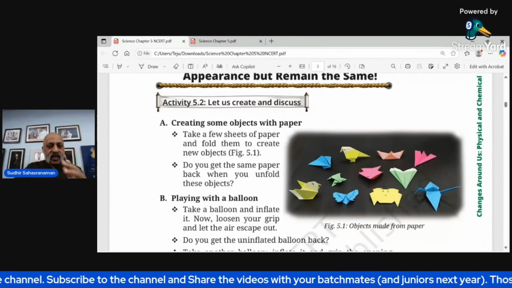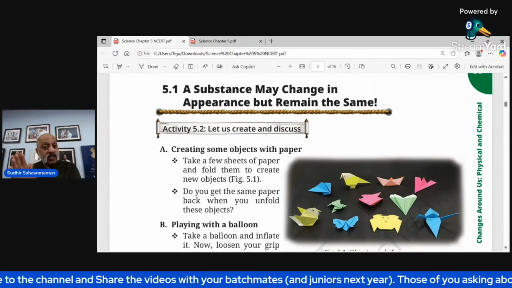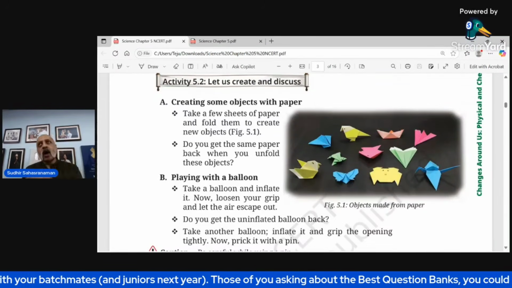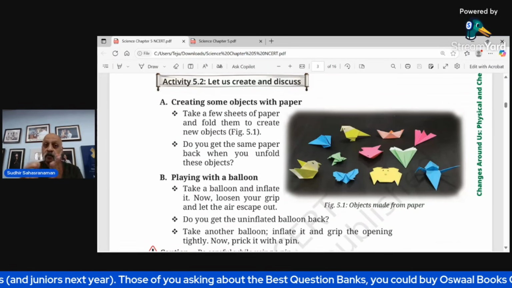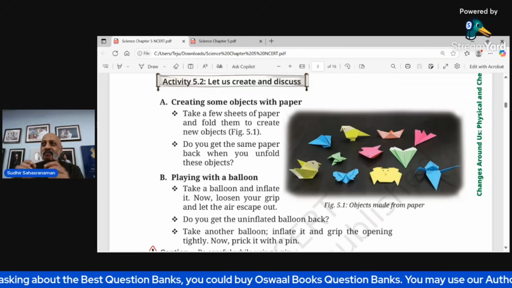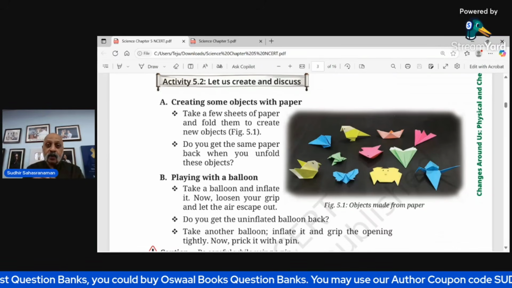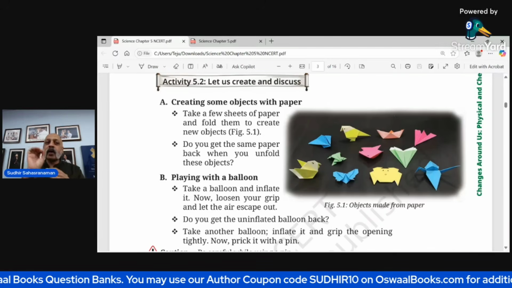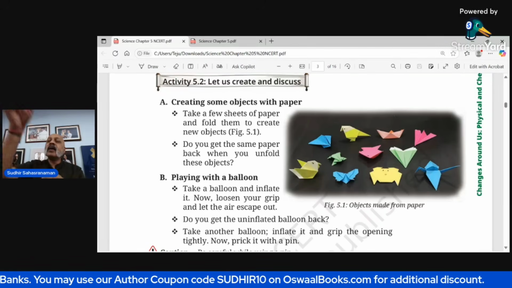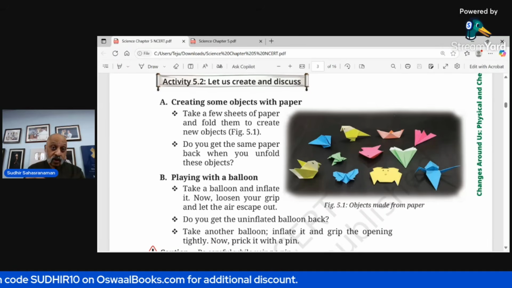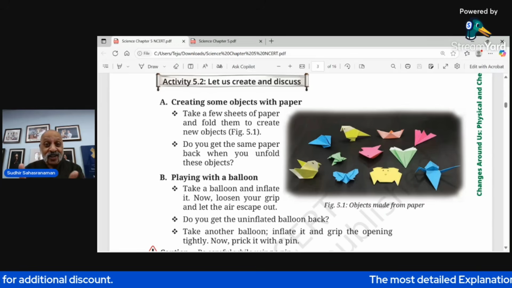Now, the physical changes. A substance may change in appearance but remain the same. So let's look at some pieces of paper. I don't know how many of you have done this in your childhood, making an aeroplane with the paper, folding it in a particular shape, and then blowing and it flies a distance, or making a boat out of a paper page, right? Have you done all that? I mean, those are the joys of childhood, aren't they?